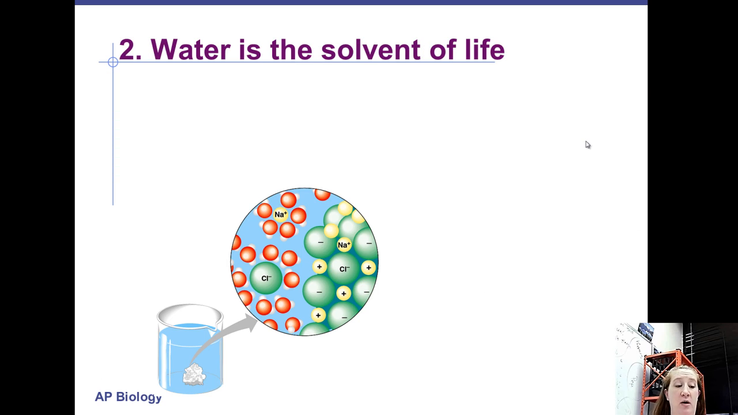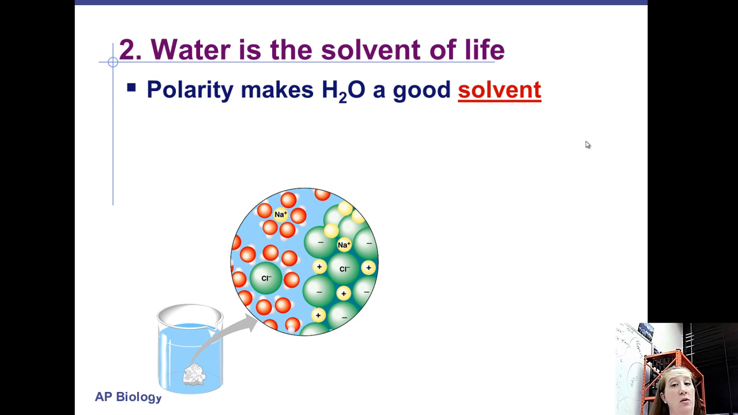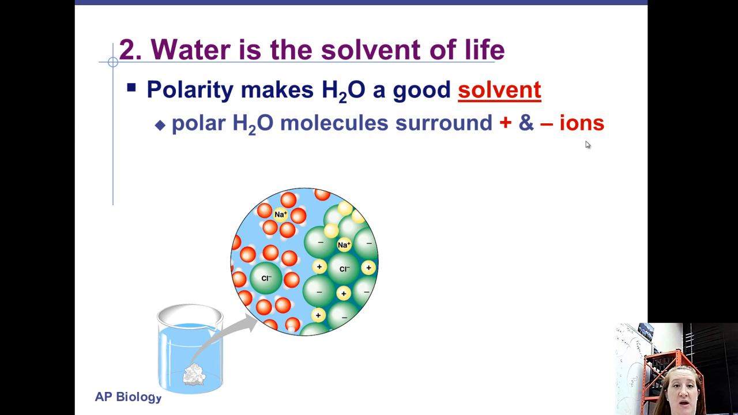The next property of water that's really important is that it's such a good solvent. Because water is so polar, it's able to dissolve a lot of things. That's because the water molecules are going to surround anything ionic. Anything that can form positive and negative ions is going to instantly dissolve in water. And that's why you can get tons and tons of salt into water, the ocean, because the sodium and the chloride ions are surrounded by the polar water molecules and they dissolve right in.